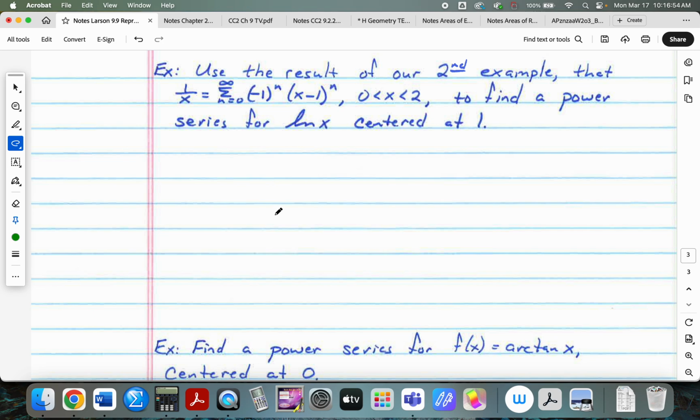What's the derivative? 1 over x is the derivative of natural log of x. So if we're starting with 1 over x, what do we need to do to find natural log of x? Integral. Yeah, I need to do the integral. So natural log of x is equal to the integral of 1 over x dx.